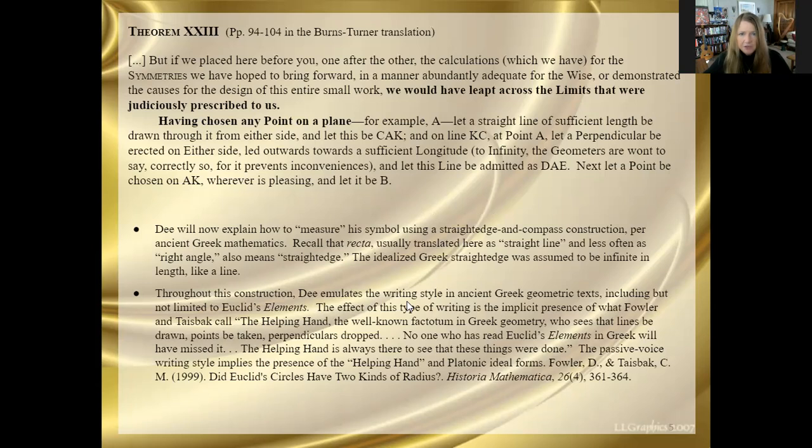another really important thing here that I talked about, again, way back in the opening theorems, is the kind of grammatical structure used in ancient Greek mathematics. And here he's actually emulating that style in Latin, including Euclid's Elements, but not only limited to that. Now, my two favorite writers on this topic are Fowler and Tasbeck, and they coined a term that many other people who write on ancient Greek geometry have used. It's called the helping hand.